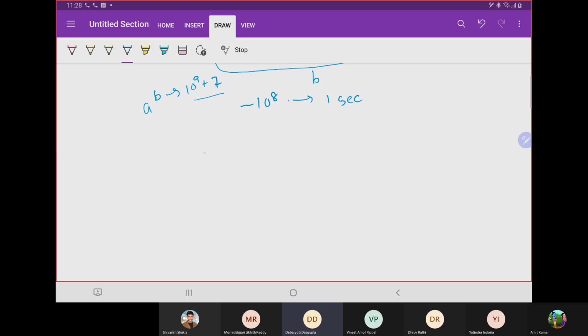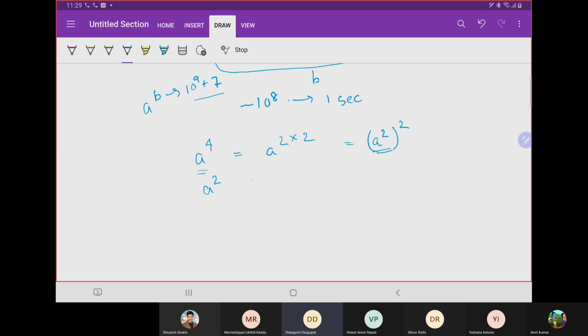Say we need to find a power 4. So what can we do with a power 4? A power 4 is basically a power 2 times 2, or we can also write it as a power 2 whole square. So if I had known the value of a square previously, I could have reduced a power 4 to just one step, right? So if I pre-compute a square's value, I can find a power 4 in just one step.